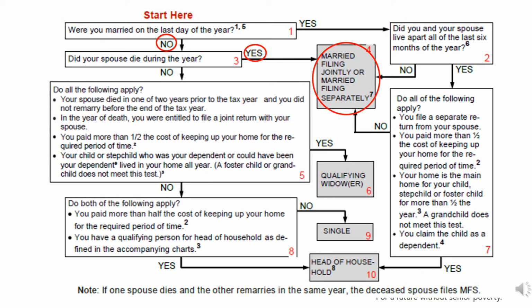Well, this one's pretty easy. So when you start from the top, were you married on the last day of the year? The answer is no. Second box is, did your spouse die during the year? The answer is yes. So immediately you see that married filing jointly or married filing separately are the choices that she would have.